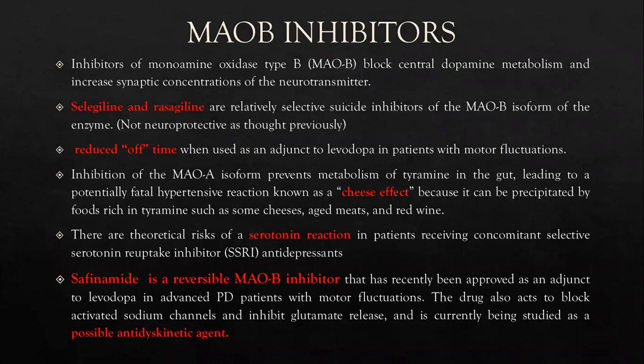So inhibition of MAO-A, that is the A isoform of the enzyme, can cause an effect called the cheese effect, when it is precipitated by foods rich in tyramine such as cheese, aged meat, and red wine. Theoretical risk of serotonin reaction when taken along with an SSRI is also known, but it is very infrequent.